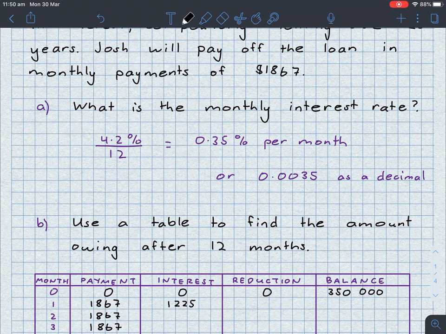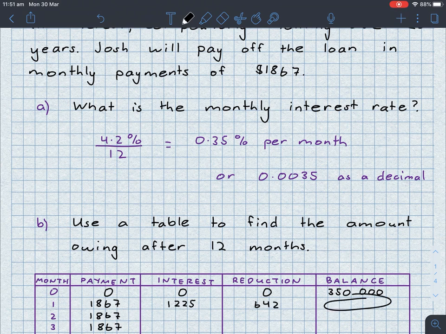Now, the reduction, what this means is Josh is paying $1,867. $1,225 of that money is going to go to paying off the interest. So the rest is going to be paying off the actual loan. So what that means is we need to do 1867, take away the amount that's going towards interest, because the rest is what's actually being reduced from the balance of the loan. So when we minus those two numbers, we end up with $642 that's being taken off the actual loan.